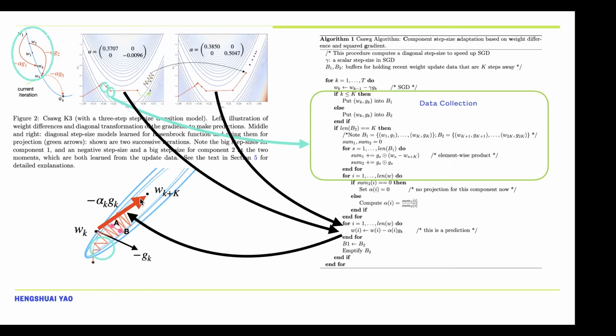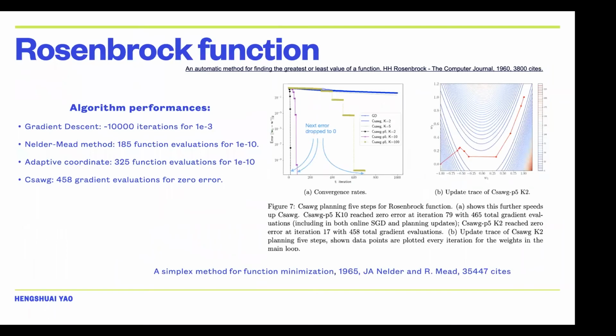Now I think it's time for some performance measures. Here we use the Rosenbrock function, which is a famous and challenging function for optimization, especially for gradient descent. Gradient descent takes about 10,000 iterations for 10 to the minus 3 accuracy. You may say 10 to the minus 3 is already very good. Why do we need more accuracy? Well, this is not deep learning, and all these accuracy numbers make sense when we compare them to each other.